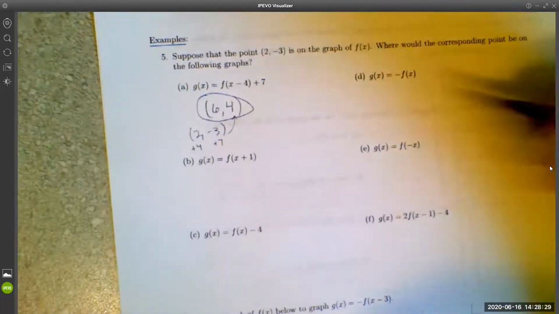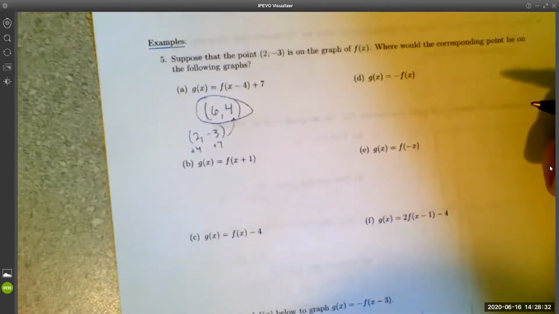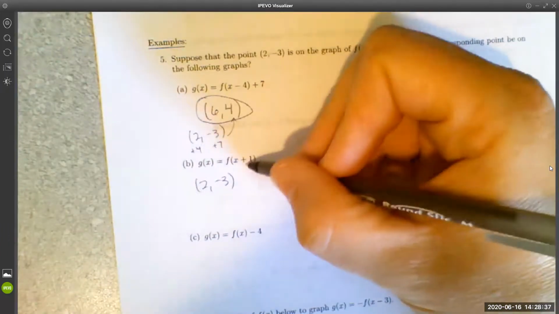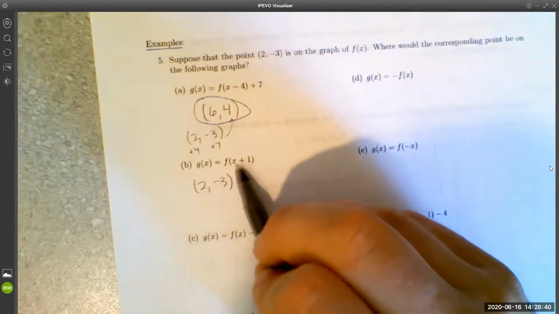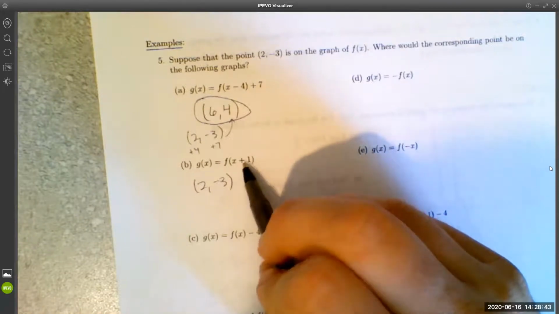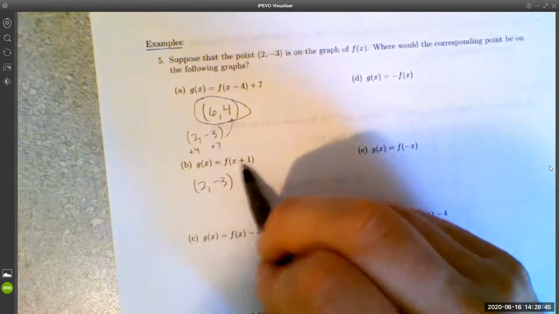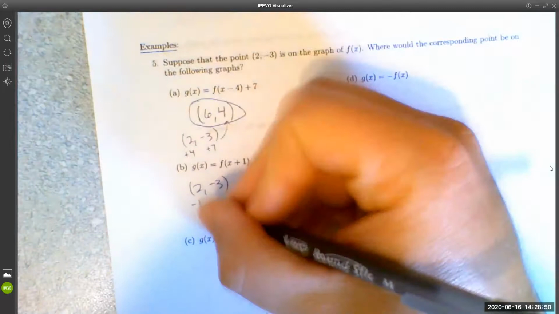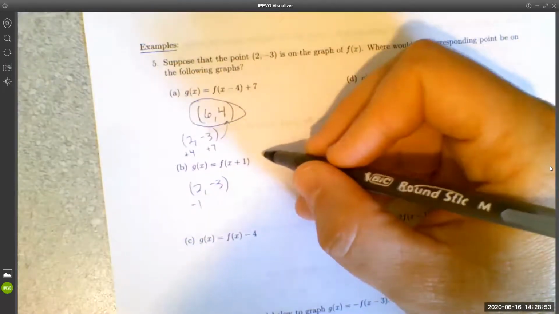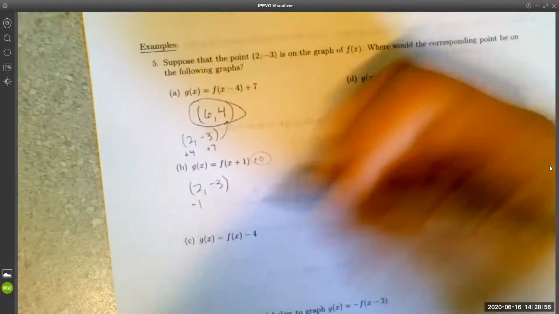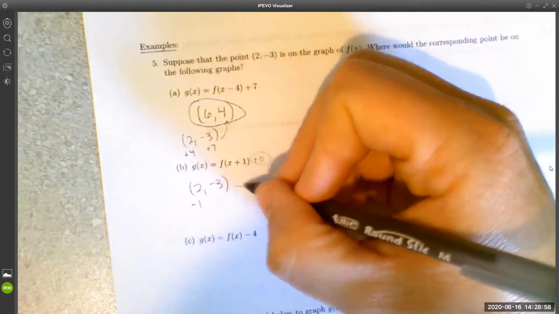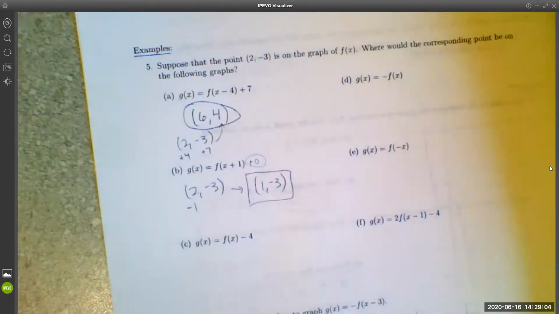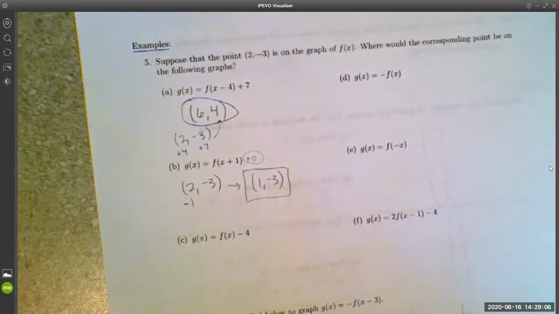Part B, f of x plus 1. So we're going to take our point (2, -3), and we're going to subtract 1, right? Because remember, when the number is on the inside of the parentheses, you change the sign. So here we added 4, and here we're going to subtract 1 from our x coordinate. From our y coordinate, we're not going to do anything because there's nothing out here, right? There's nothing going on. So we get (1, -3) is where that point lands. Okay.